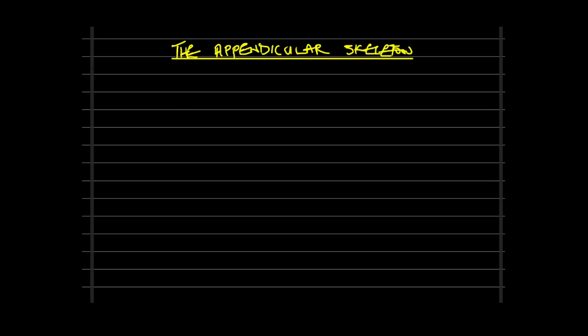In the appendicular skeleton, the first thing we'll be looking at is the pectoral girdle. That is the first thing we will be looking at. So what does this entail? What is in the pectoral girdle? When we talk about the pectoral girdle, we're talking about the four limbs, and it consists of the following.